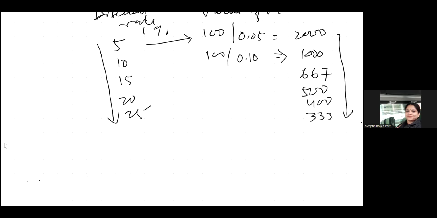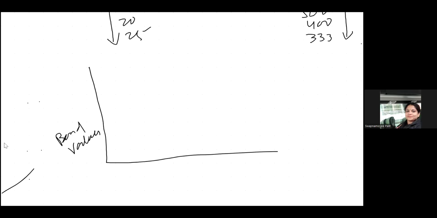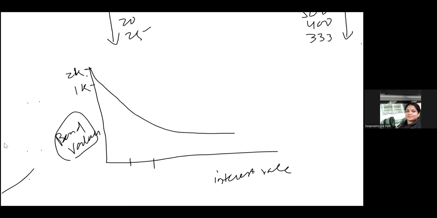So now let us go down. What you observe here is if you are plotting the bond values against the interest rate in the market, which is the market interest rate, then at 5%, suppose this is 2,000. Similarly, at 10% it is 1,000. And this is how you get a plot like this. So this is the inverse relation between the value or price of the bond and the rate of interest.